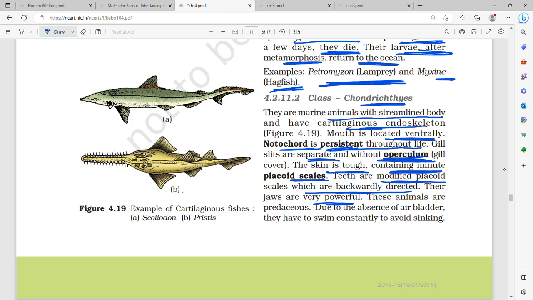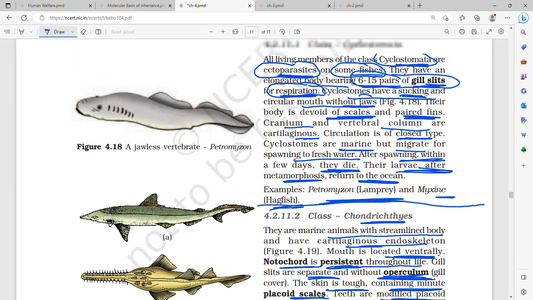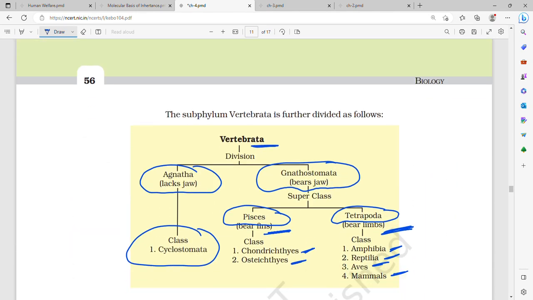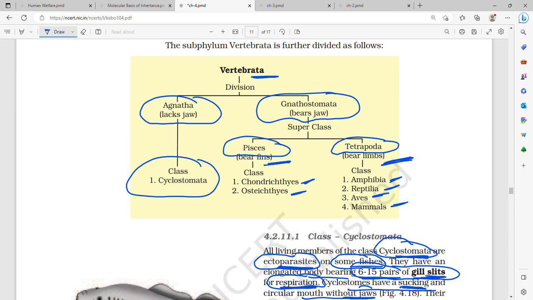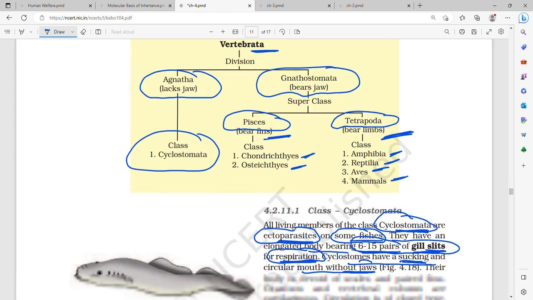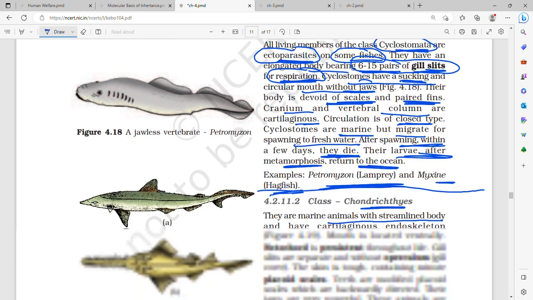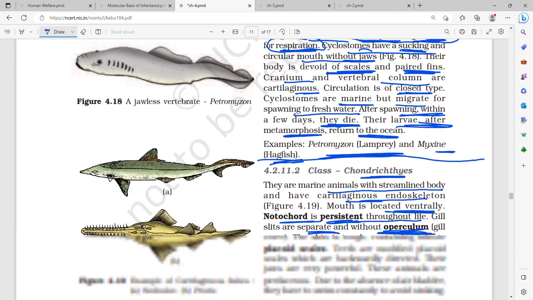So now we come to class Chondrichthyes, which comes under the division Gnathostomata, that is, bears jaws, and then under the superclass Pisces, with Chondrichthyes and Osteichthyes.